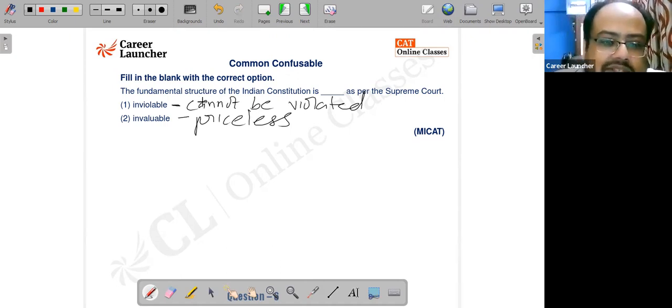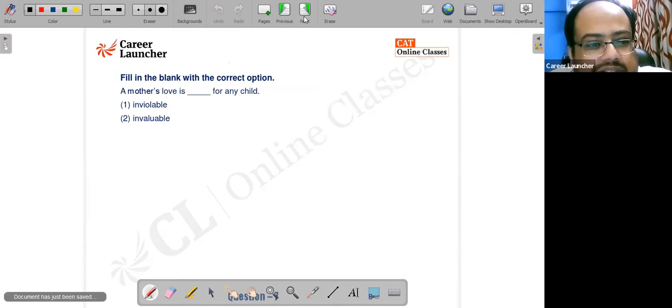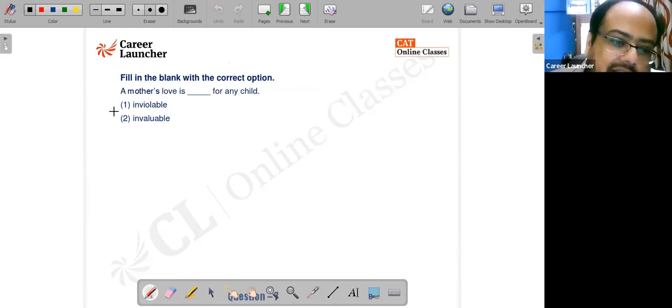So for this question, the fundamental structure of the Indian Constitution is dash as per the Supreme Court. The answer is option 1. That is, it is something that cannot be violated. Out of these two options, option 1 fits better in this sentence. The second question, a mother's love is dash for any child. The answer is invaluable.